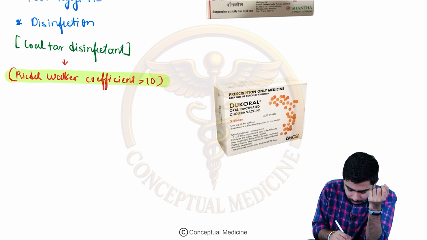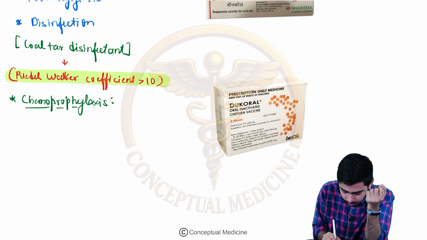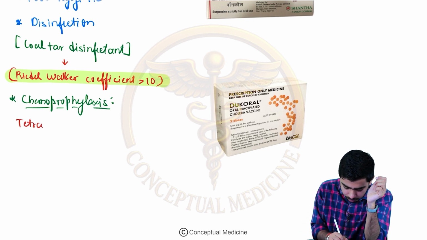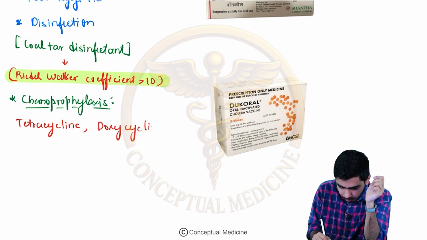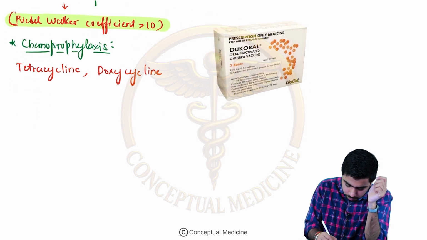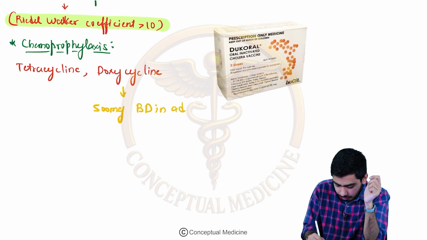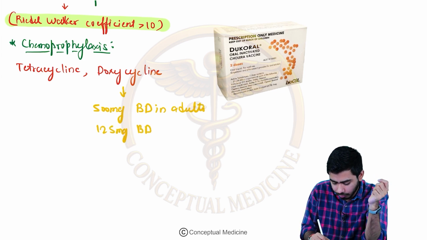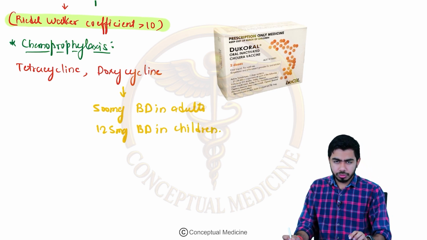As far as chemoprophylaxis is concerned, what drug are we using for chemoprophylaxis purposes? We are using again, guys, tetracycline, or you might be using doxycycline. So tetracycline might be used over there, that is also a question, or doxycycline might be used. If you are using doxycycline, you might be giving 500 mg twice a day in adults, or you might be giving 125 mg BD if you are talking about the pediatric age group, that is the children. This might be used accordingly.